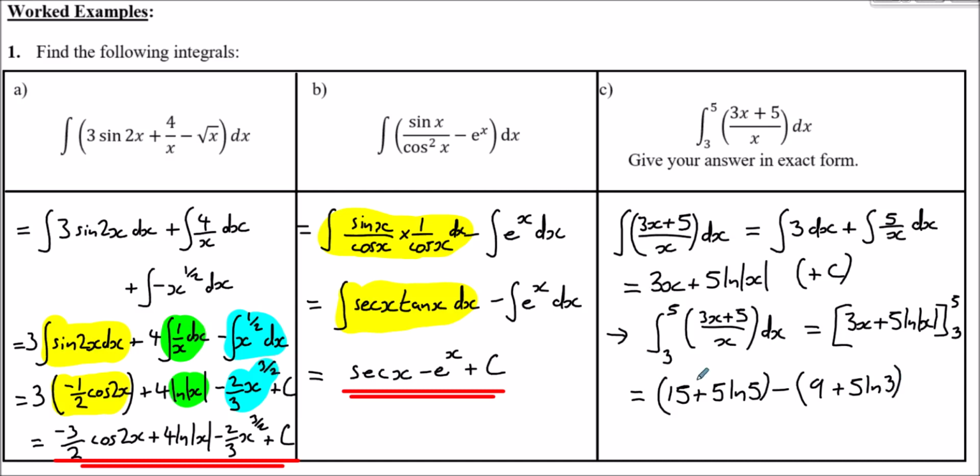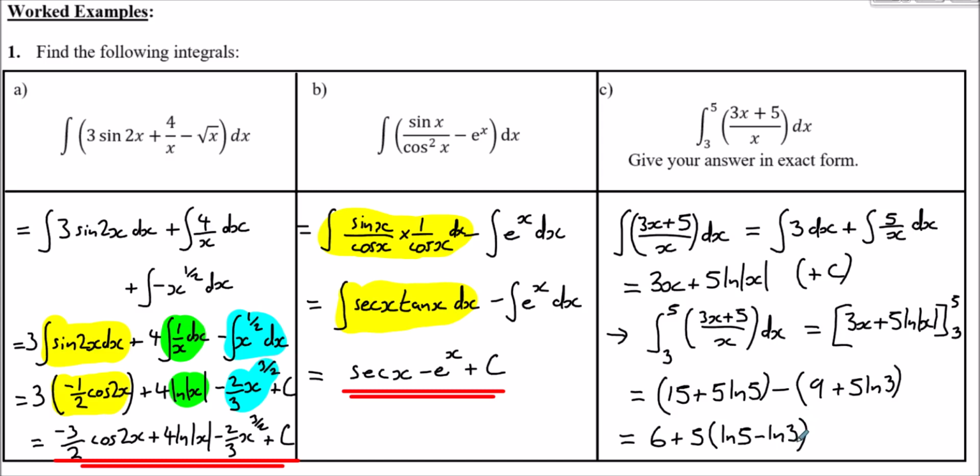So simplifying this down, 15 minus 9 is 6, and then I've got plus 5 lots, so I'm going to factorise out the 5. I've got ln 5 here, but if I'm minusing 5 lots of ln 3, I just need to include in brackets minus ln 3. So that's the next step, and then we're pretty much done.